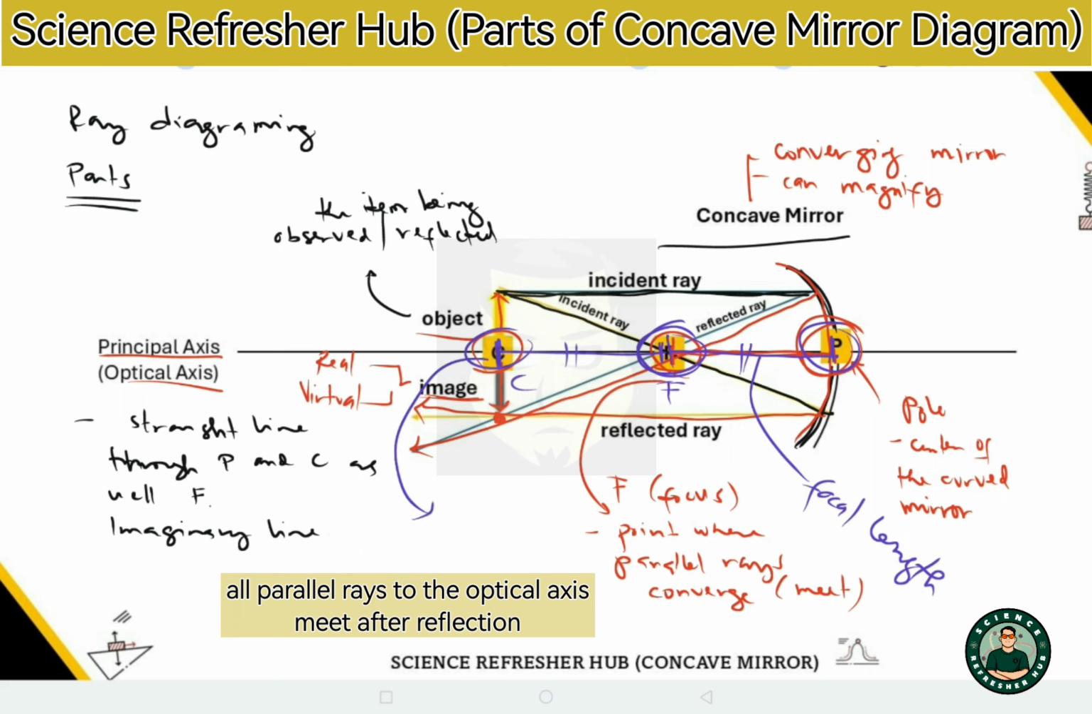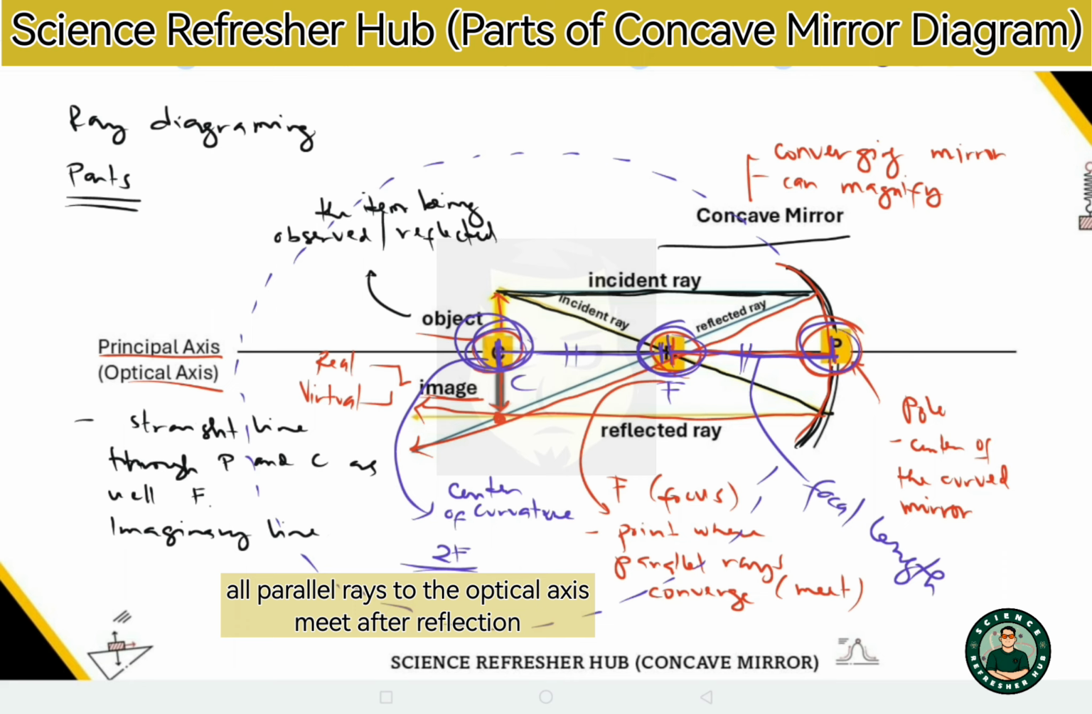The letter C symbol here is the center of curvature. It's like twice F because they have the same size here. When we add this length, that's the length of our center of curvature. If we imagine the mirror, we will continue it and we will form a circle. That's the center of our mirror.